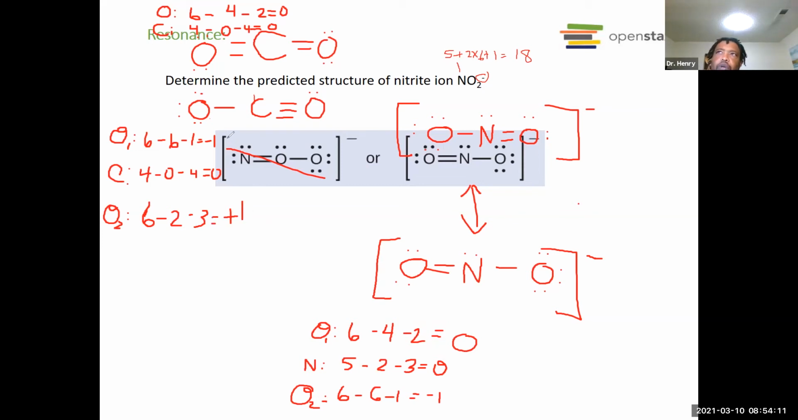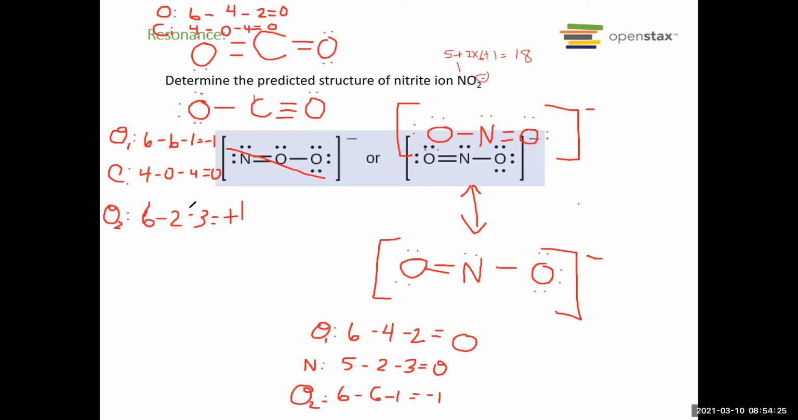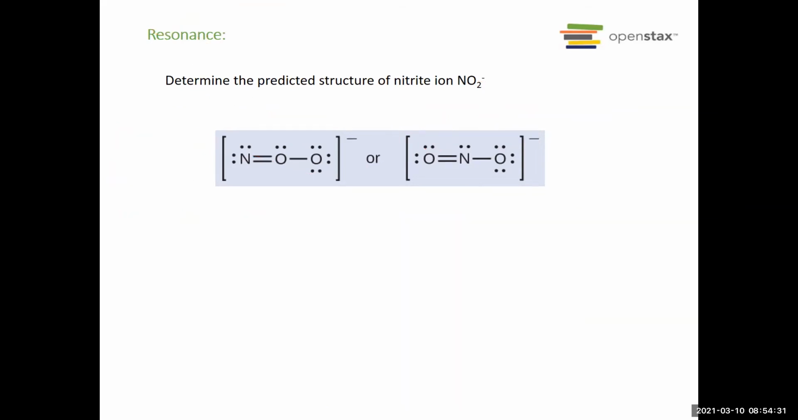Okay, so the one that's closest to 0 is the one that you're going to pick because that's more stable. So this would be the structure that you have compared to this structure. Does that make sense? Okay.